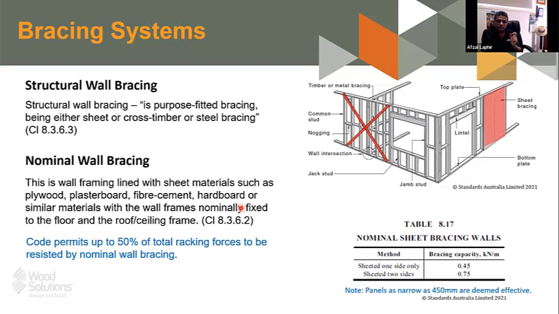And it also allows even a wall that is as narrow as 450 millimeters to be deemed effective. So what it means is that there are a lot of redundant walls in the building, which when you add up, say if you have 10 of these 450 millimeter or 600 millimeter walls that have gone unused, you get about 3 to 4 kilonewtons of capacity. So it all adds up. So when you're talking about optimizing design, just think about nominal bracing as well.